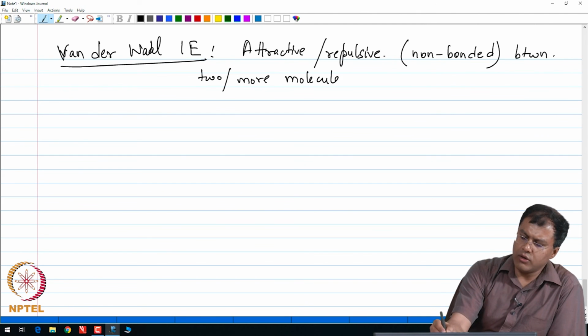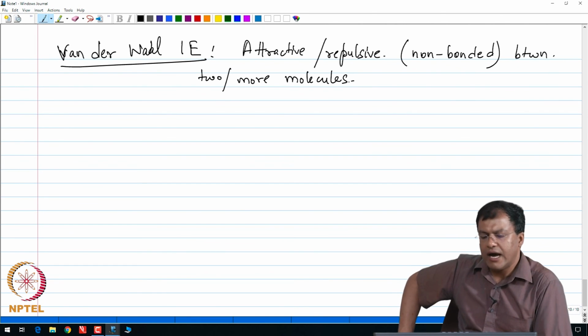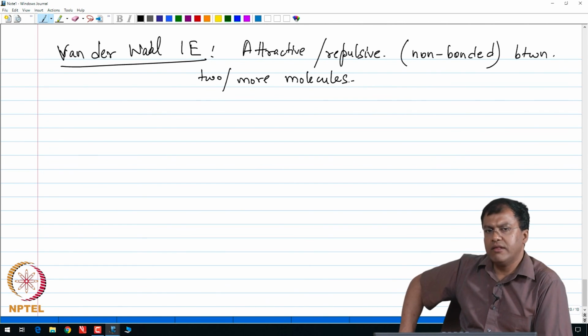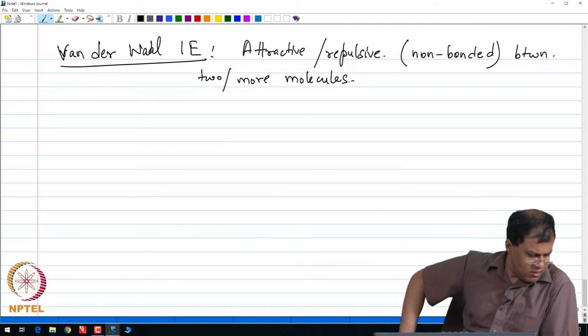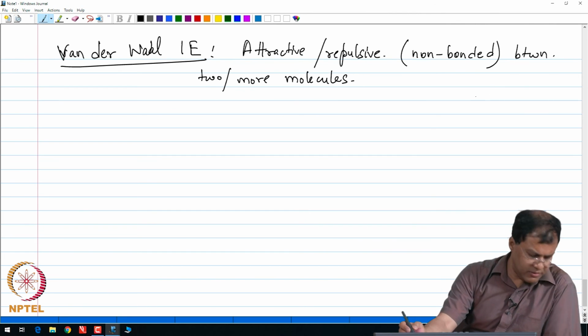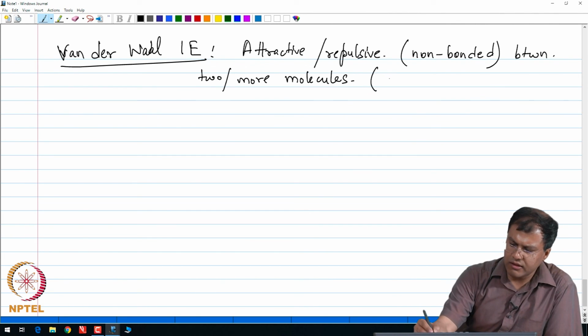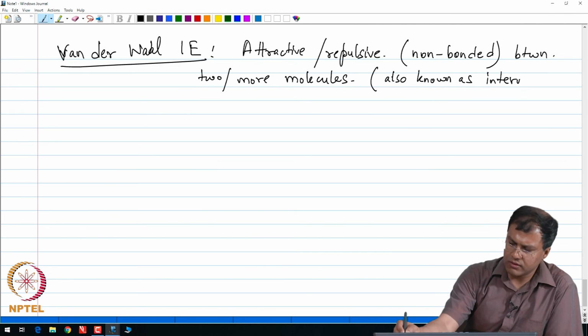Okay. So, I am not going to go into extreme depth of these interaction energies, I am going to just highlight the basic mechanism or the philosophy of these interactions, which is useful for our model development. Students who are more interested again can look at some of the basic school textbooks in physical chemistry. Okay. So, these are non bonded interactions between two or more molecules, also known as the intermolecular forces.